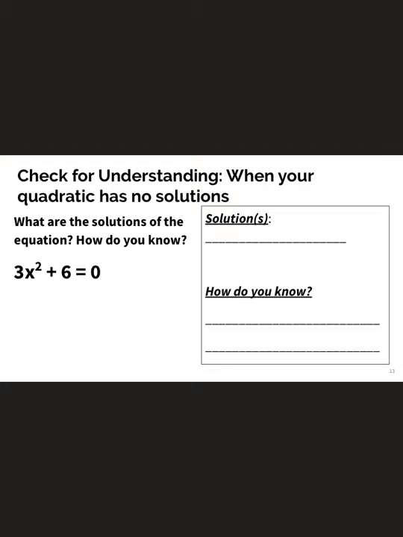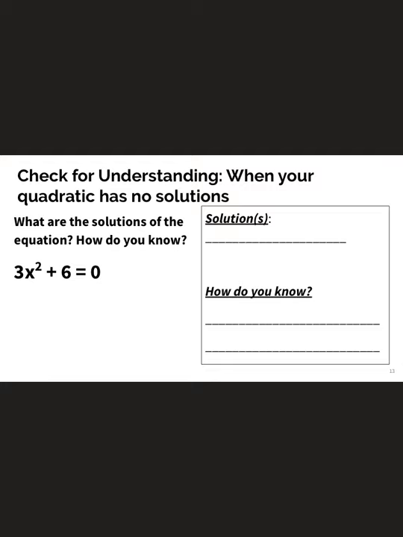So let's try this out, right? When would our quadratic have no solutions? So we're given this quadratic equation, 3x squared plus 6 equals 0. We want to figure out what the solutions are, and we want to also explain how we know what the solutions are going to be. So take a minute to just pause the video here, solve this equation, and then write out what the solutions are and how you know.